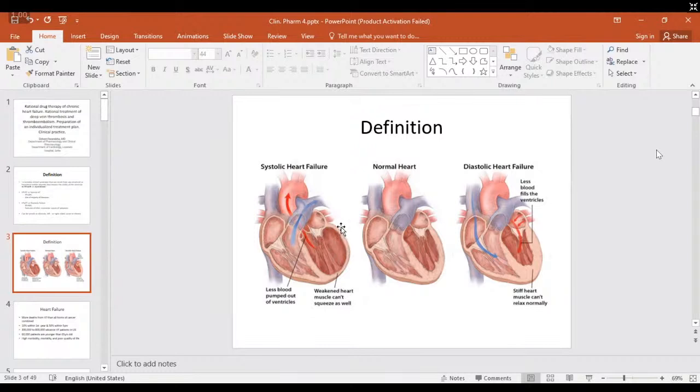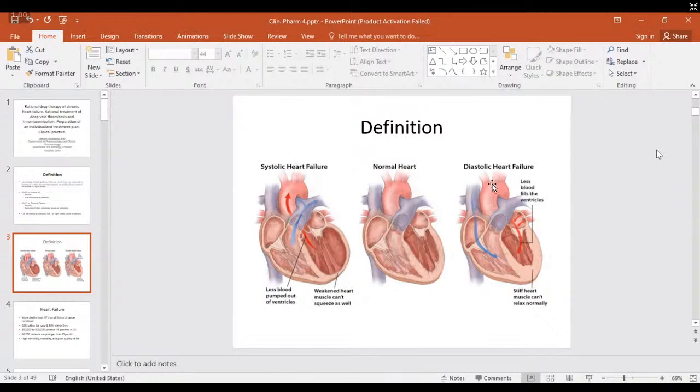The left ventricular muscles are weak, and they cannot pump the blood to the aorta. So there is a buildup of fluid in the lungs, and this causes the patient symptoms of usually fatigue and dyspnea.